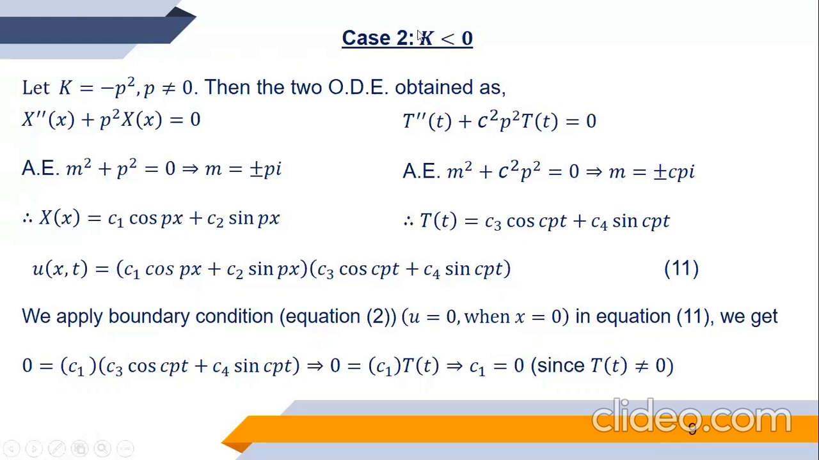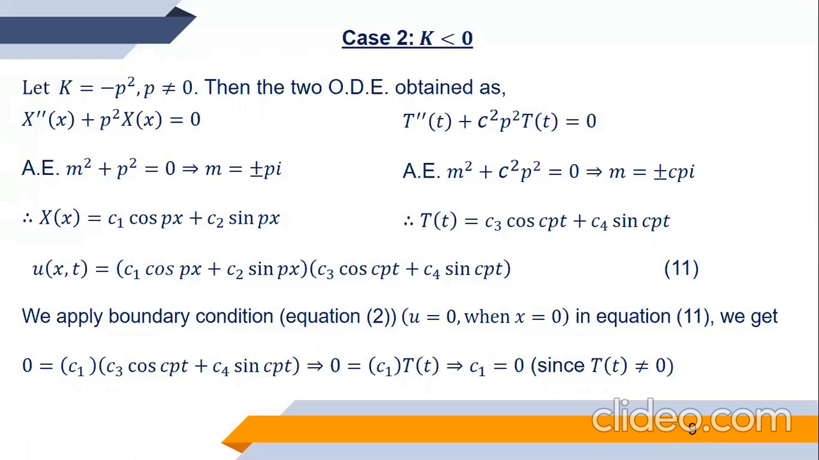So for the case k less than 0, the solution of equation 1, we write u of x, t is equal to c1 cos px plus c2 sin px, times c3 cos cpt plus c4 sin cpt. Here c1, c2, c3, c4 are arbitrary constants.